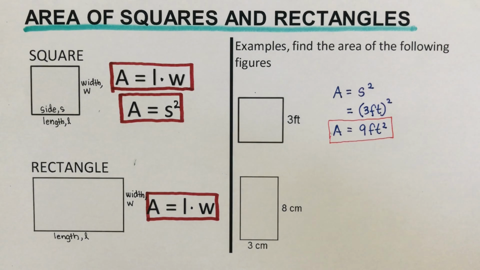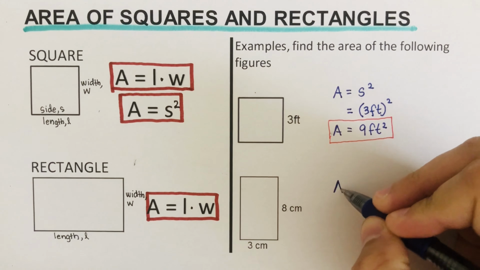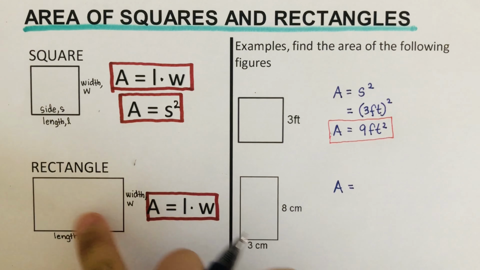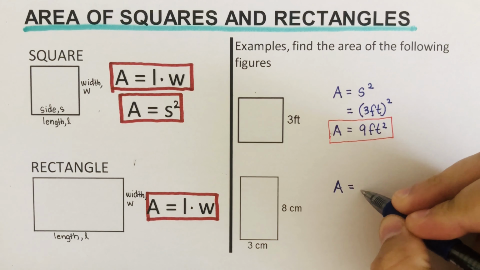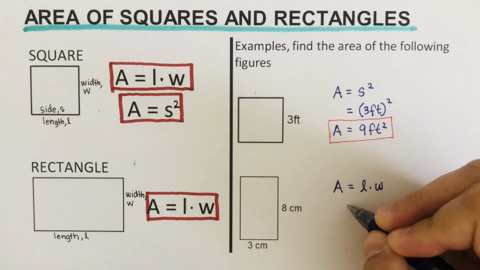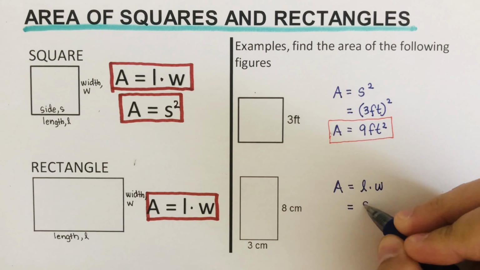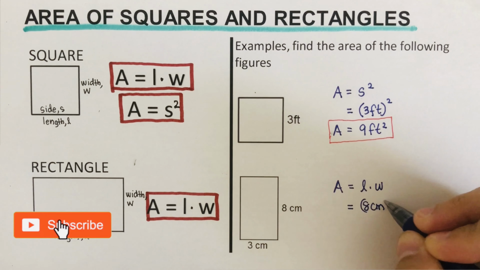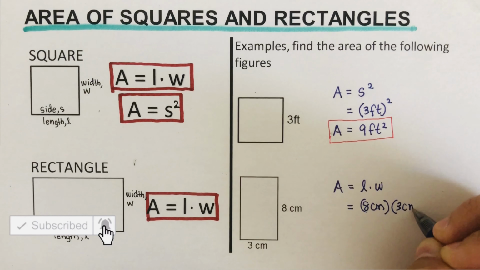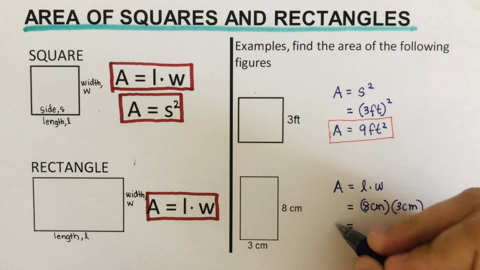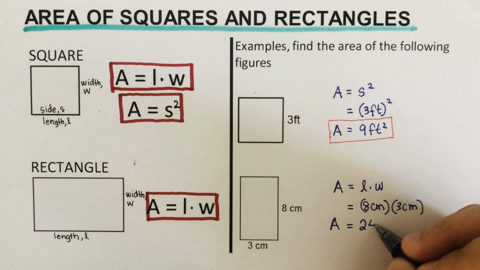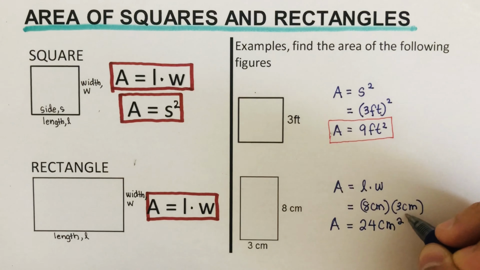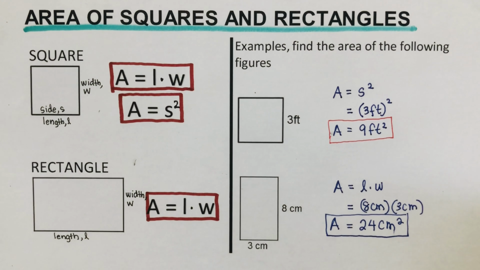Okay, so we go over the problem here. We're using the area of a rectangle: length times width. So we multiply 8 centimeters times 3 centimeters, and the area for this is 24 centimeters squared. So this is the area for this rectangle. Did you get 24 centimeters squared? Good. Perfect. Now let's move on to the next example right here.